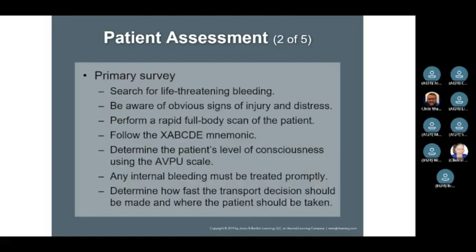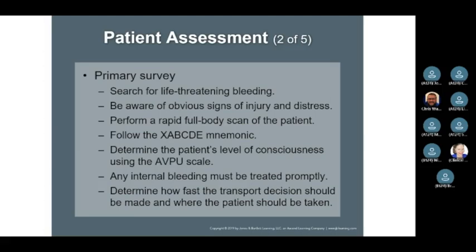Primary survey. Substantial bleeding, internal or external, is an immediate life threat. Primary survey of the patient includes a search for life-threatening bleeding. Be aware of obvious signs of injury and distress, such as facial grimace.